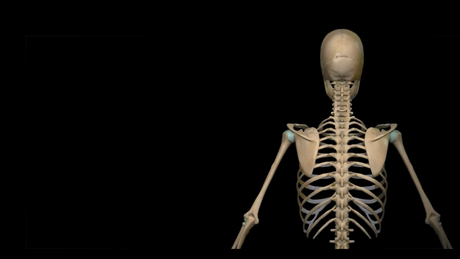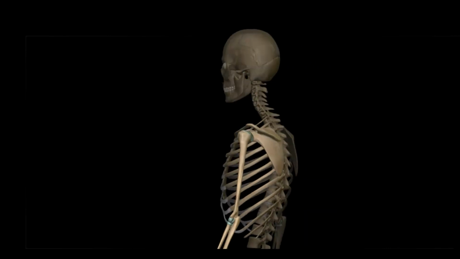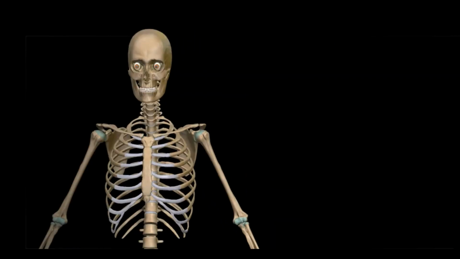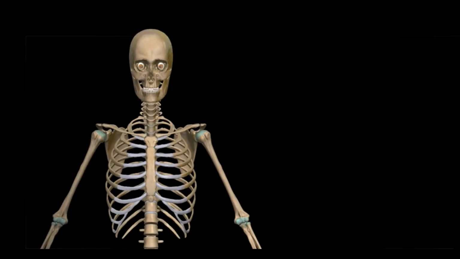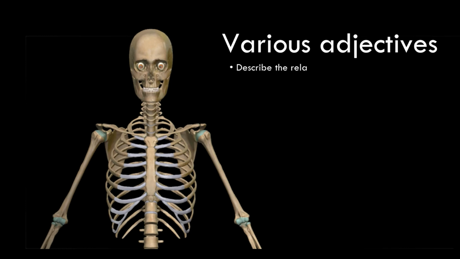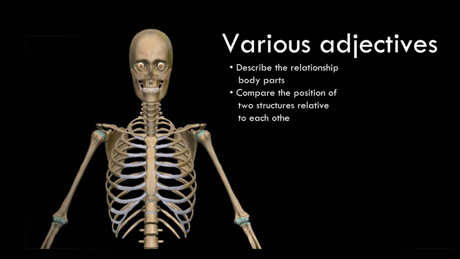If you're tired already, and you have come up this far, don't worry, there is only a couple points to talk about. These are simple, just stay focused. So last but not least, we still have the various adjectives that describe the relationship of parts of the body in the anatomical position, and compare the position of 2 structures relative to each other. They are as follow.